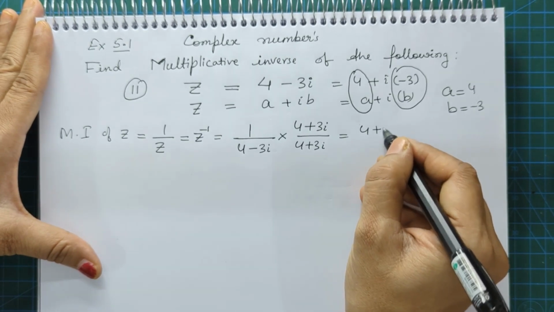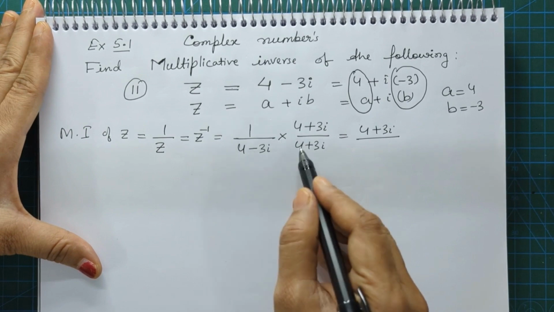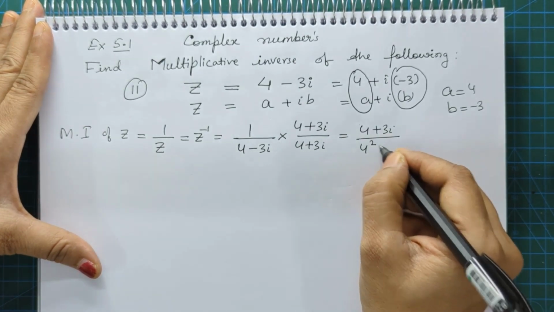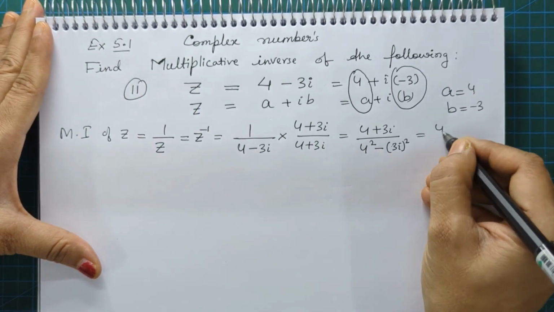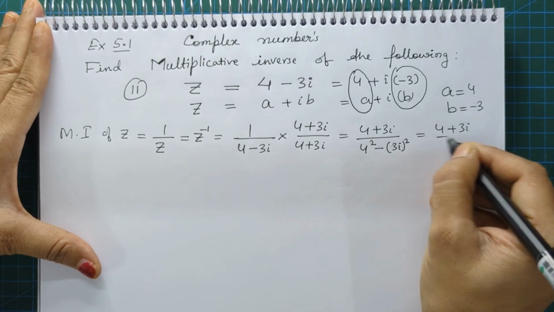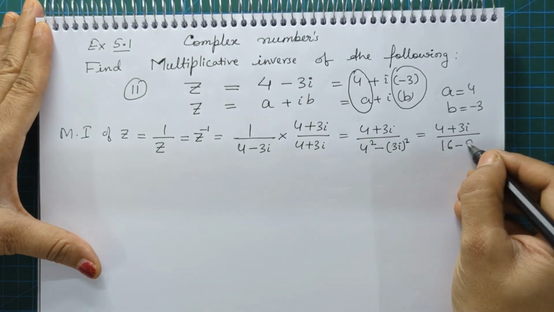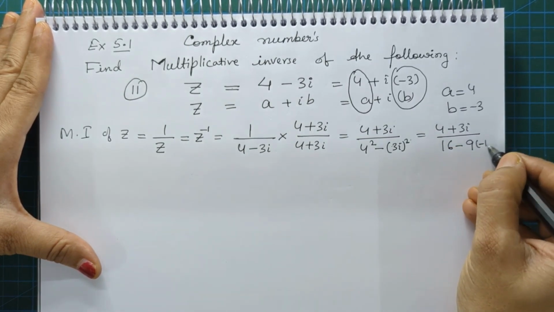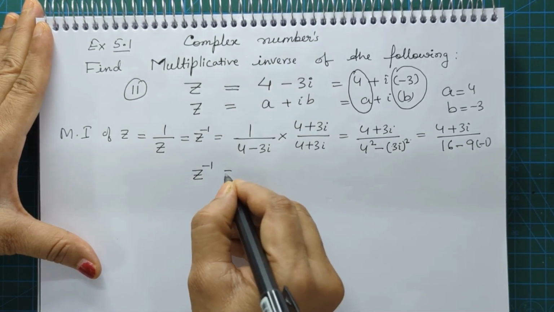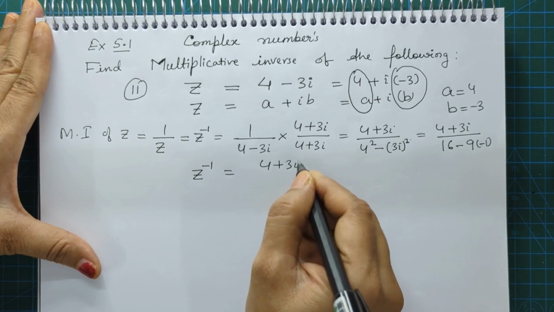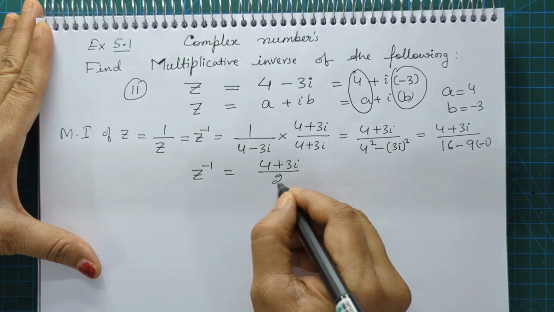Multiply the numerators and multiply the denominators. The denominator appears in the form of a minus b times a plus b, so a squared minus b squared. So 4 squared is 16, minus 3 squared is 9 times i squared, which is negative 1. Negative of negative is positive. So the multiplicative inverse of z is 4 minus 3i divided by 16 plus 9. 16 plus 9 is 25.